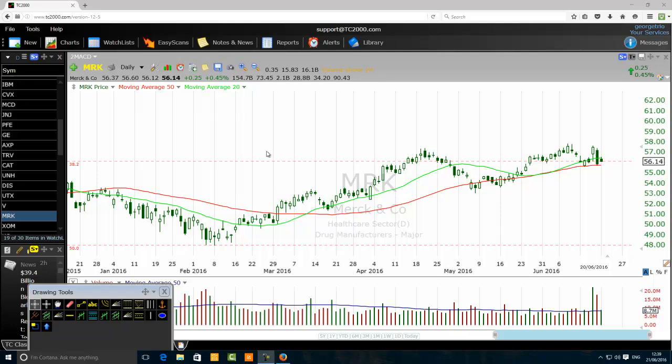We are on a monthly chart of Merck & Co. This is a Russell 1000 component. This is an American stock, and the epic is MRK, Mike Romeo Kilo. And we want to discuss today how to trade moving averages 20 and 50 crossover like a pro.